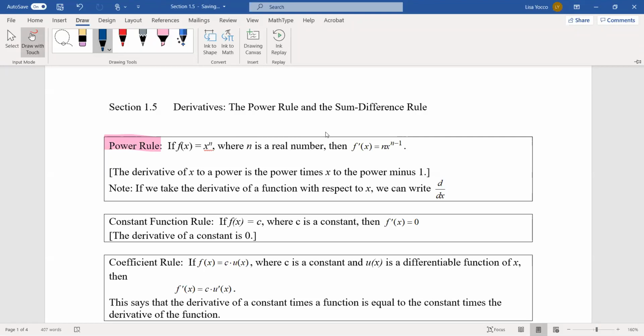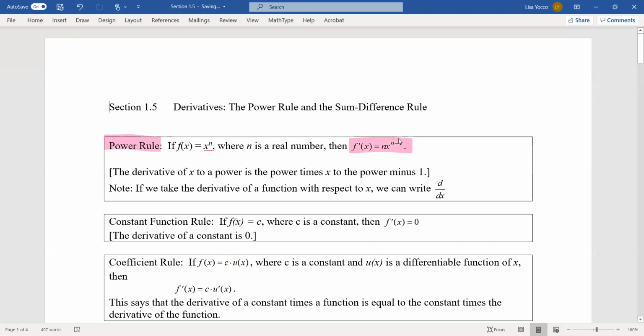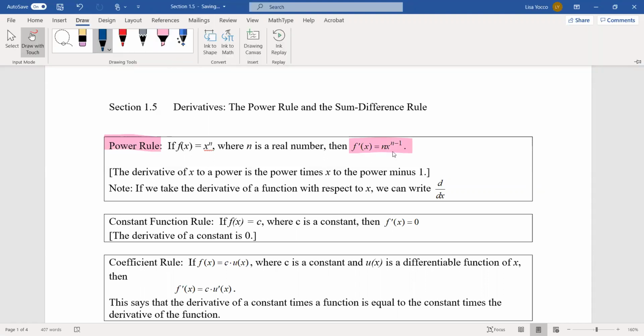The first rule is called the power rule, and it is for finding the derivative of a function that's in the form x to a power. The power can be any real number: a positive, a negative, a fraction, any kind of real number. And this is the rule for the derivative. Pretty easy to use, and once you've done this several times, it's very easy to use.